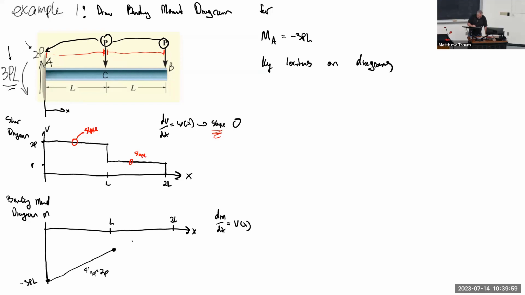When I get to point L, my moment goes to just minus PL, and I'm going to have a different slope, associated with the value of V from L to 2L, and that value is P. It's kind of hard to draw, but the slope here is just P. Again, I'm reading the value of V off of this diagram and using it to determine the slope of this diagram, knowing that the boundary condition at the wall at point A is minus 3PL, and the moment has to be 0 where the beam ends at point B, and then just connecting those two slopes with a point in the middle at L.